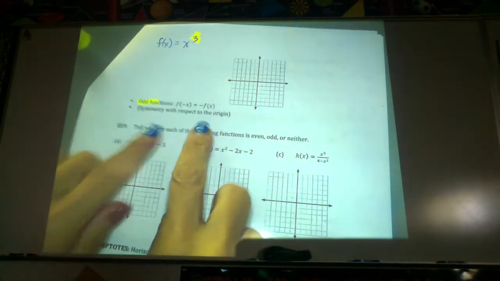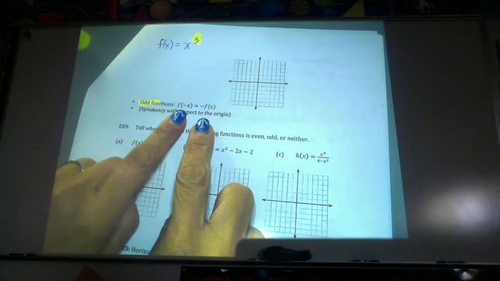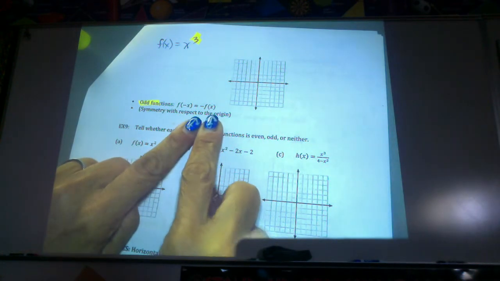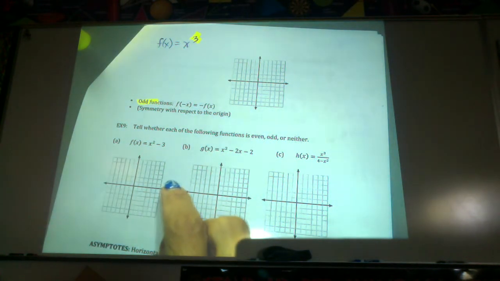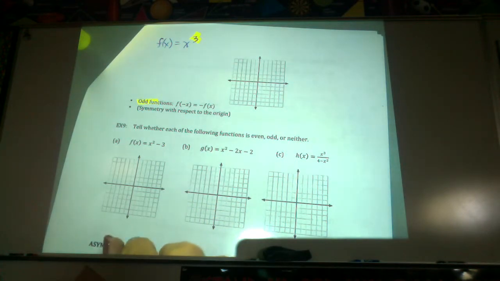Notice this time, when I put in -x for every x in the function, I should come out with the opposite of the function. And what that means is every single sign in the function should change. Not some of them, but every term's sign should change. The only time it doesn't necessarily look that way is if you have a fraction. So we'll do a fraction once so that you can understand the difference when it's a fraction versus just a polynomial. So let's go ahead and substitute in for our x.